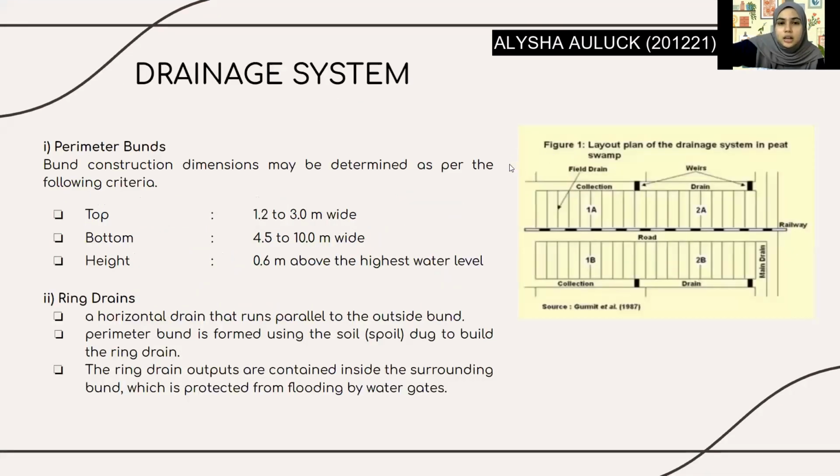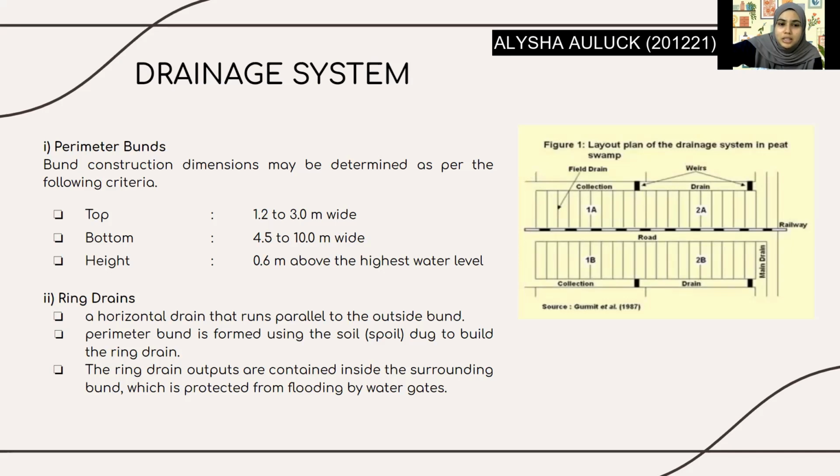So next are the features contained in the drainage system. There are three features. First is the perimeter bands. Perimeter bands are band constructions whose dimensions can be determined by the following criteria. There are three criteria: first is top, second bottom, and height. The top dimension is from 1.2 until 3.5 wide. The bottom is 4.5 to 10 meters wide, and the height is 0.6 above the highest water level.